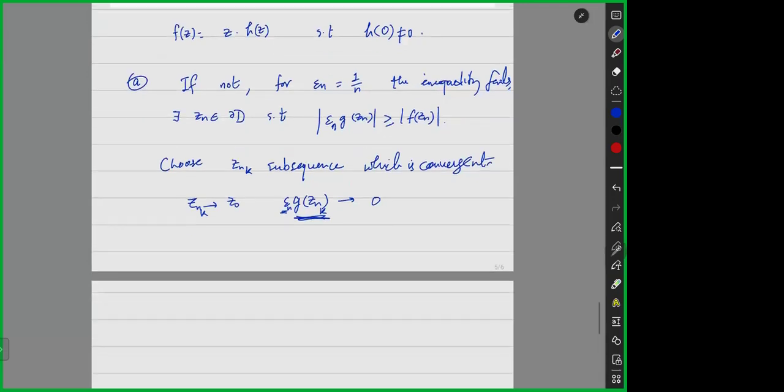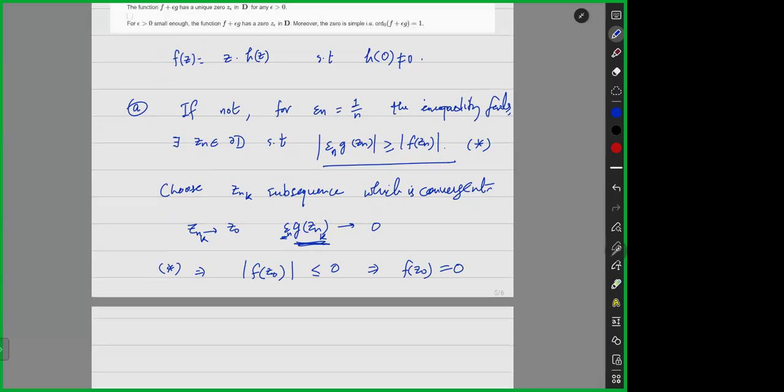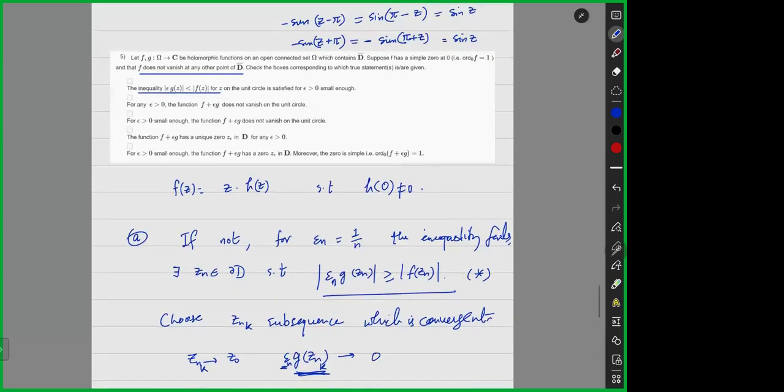But what does the inequality tell? The inequality star tells that modulus of f of z naught is less than or equal to 0. This implies f of z naught is 0. And this is a contradiction for what? This line.